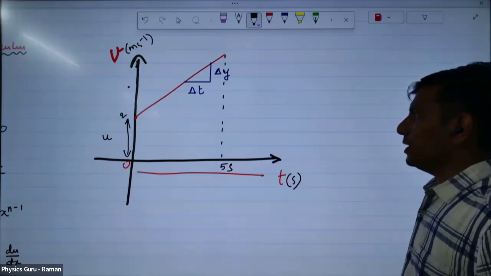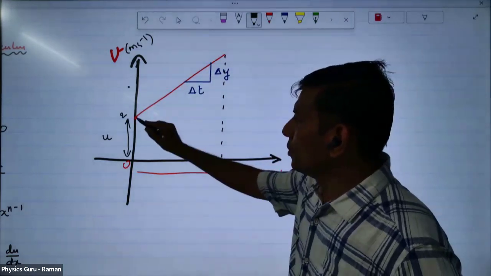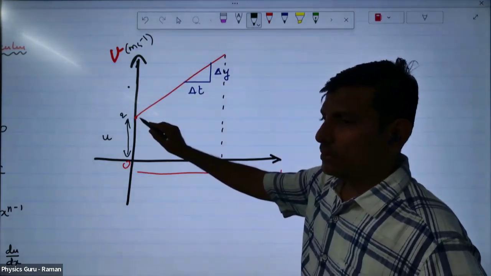Sir, the 5 seconds is what, sir? 5 seconds is the time. I want you to find out the final velocity. Watch this. The U is marked here and the V is marked here. You watch this graph.